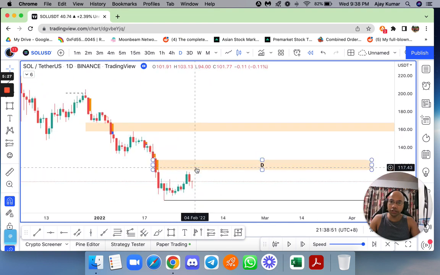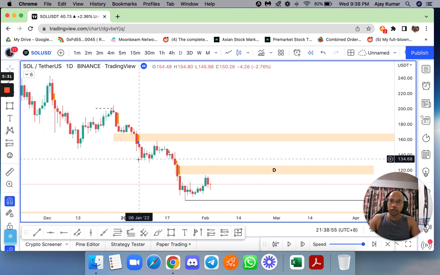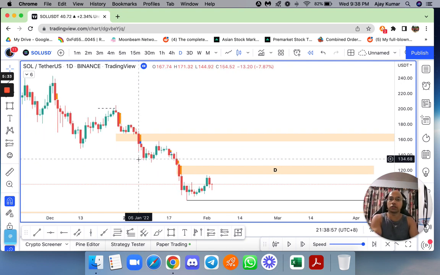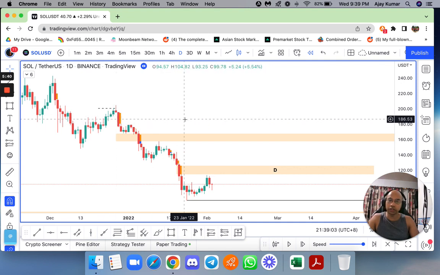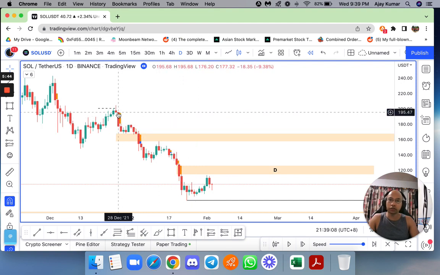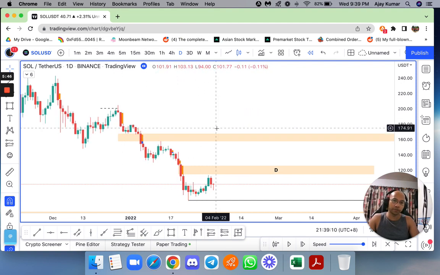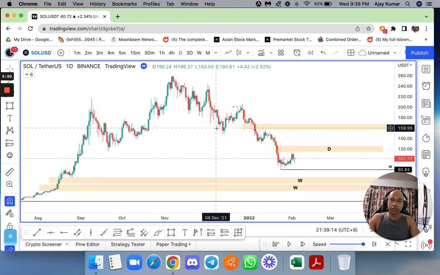Do you see any other blocks? I don't see any other block here. There's another block here. As we discussed, we will mark it out later. Once price breaches this fair value gap, I will mark out this fair value gap and the order block there. Do we see anything else?